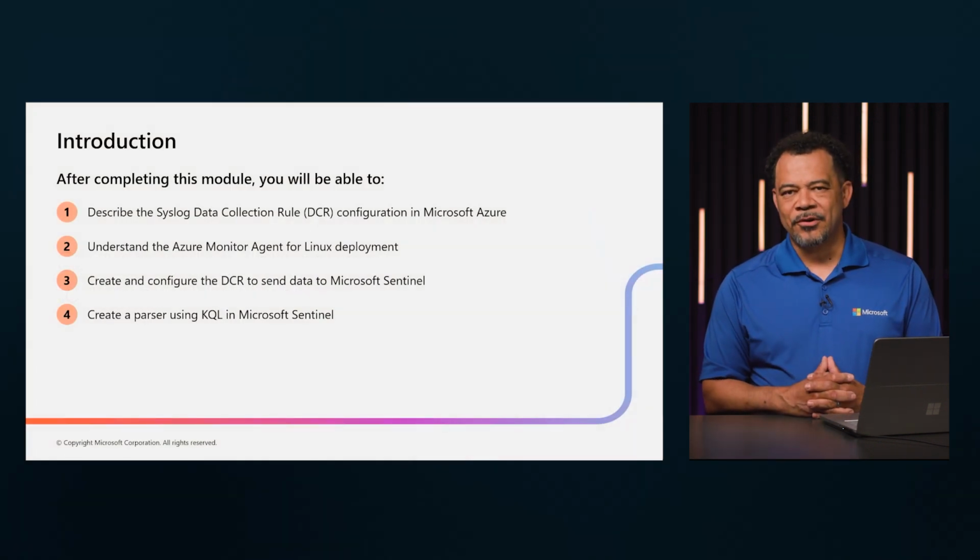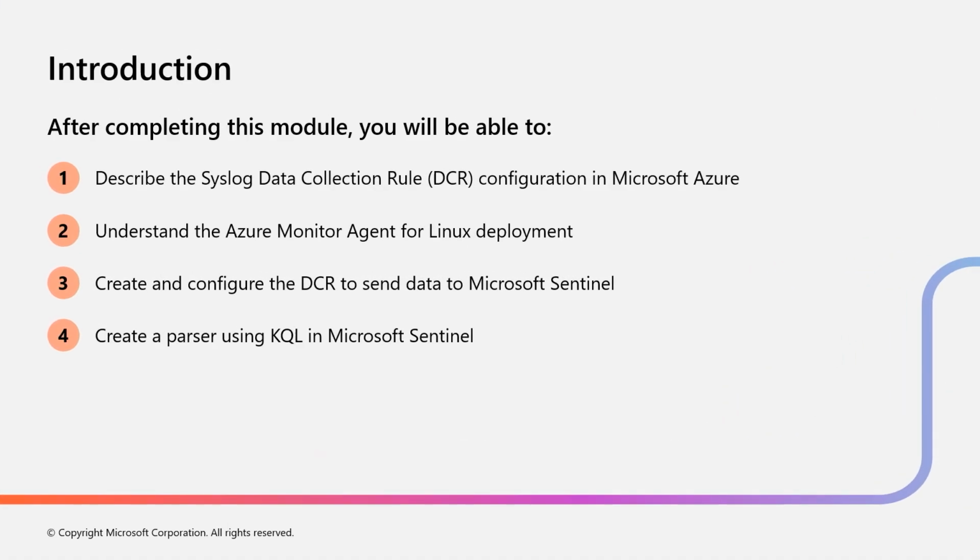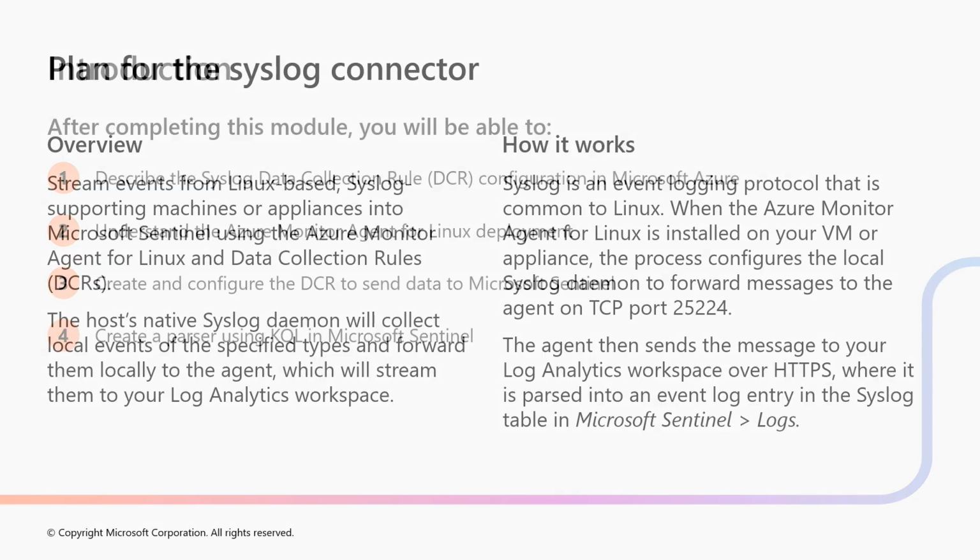After you're done with this module, you'll be able to describe the syslog data collection rule and its overall configuration. You'll be able to understand what the Azure Monitoring Agent is and how we deploy it within a Linux environment. You'll be able to create and configure a data collection rule to send data to Microsoft Sentinel, and you'll be able to create a parser using KQL in Microsoft Sentinel.